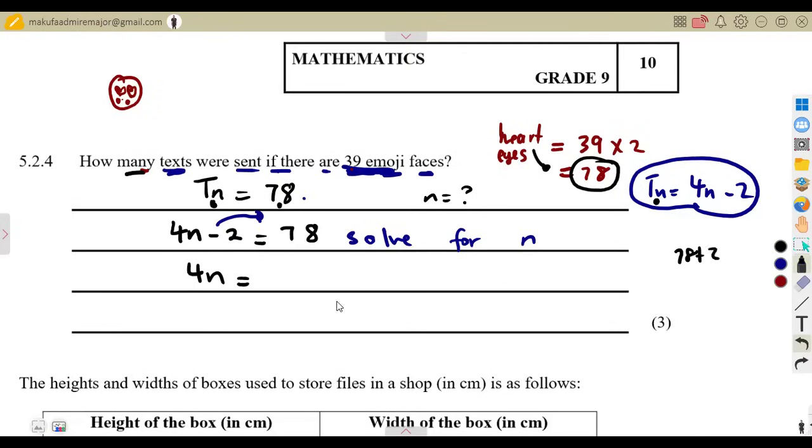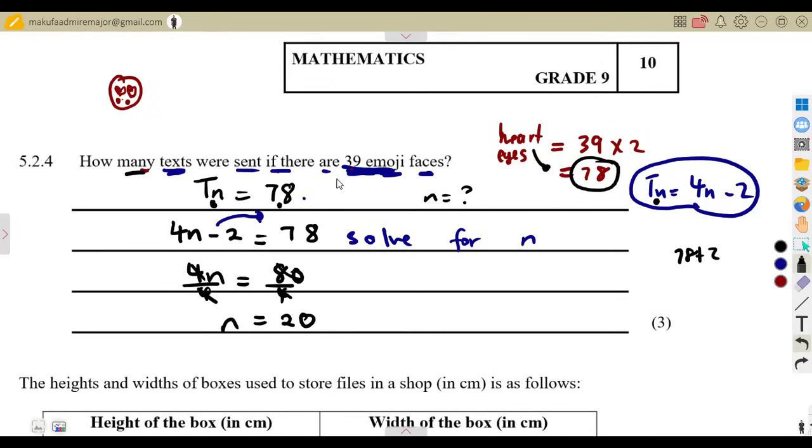78 plus 2, that's an 80. It was a negative, so if you transpose there, it's going to be a positive. So you divide by 4 both sides. That means our n is going to be equal to 80 divided by 4, which is 20. So there are 20 texts which were available to have 78 heart eyes, meaning to say we have 39 emoji faces.